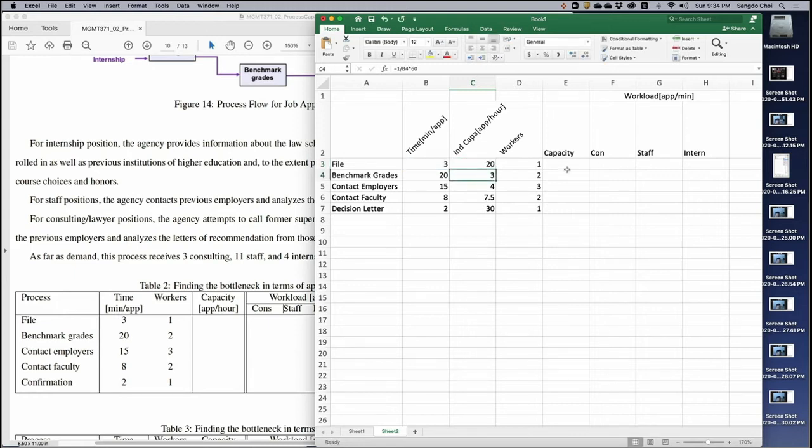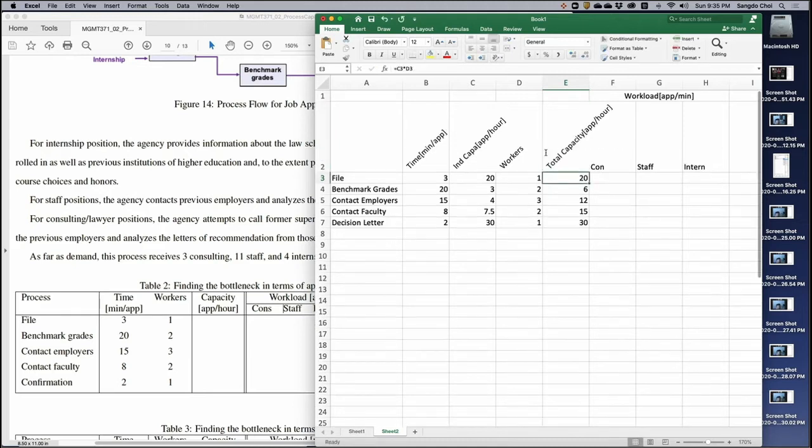And what is your total capacity? Simply, you can process 20 applications per hour, and you have 1 worker. For the second one, you can process 3, but you have 2 workers, and then you just multiply this. This is the total capacity, also in applications per hour. It is not simply capacity, it is total capacity. Then now we have to compute the workload.